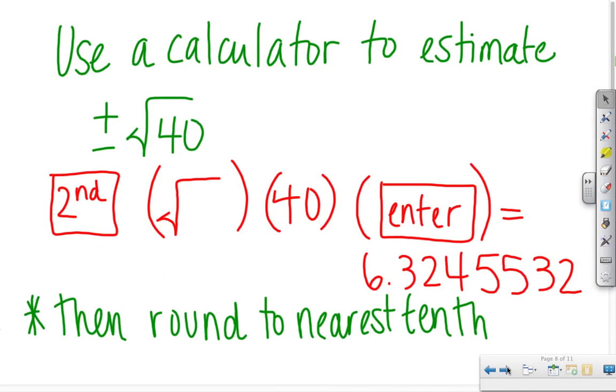All right, if I want you to use a calculator to estimate, you can do that, and I wrote the directions down here. If we want either the positive or the negative square root of 40, we hit our second button on our calculator, then the square root button, then your number, 40. Then you hit enter. You get 6.3, so we round that to the nearest tenth and call that plus or minus 6.3. Remember to put the plus or minus out there because we have the plus or minus here.